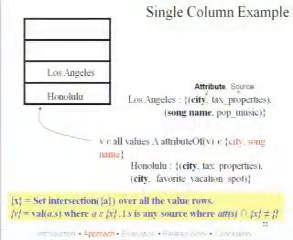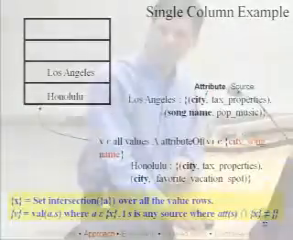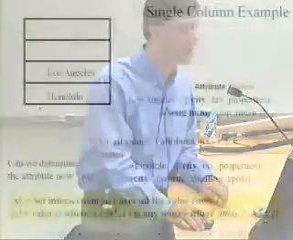And then if I type in Honolulu, it may find that this corresponds to city and the same source that I had here. It may also correspond to some other source here, right? Favorite vacation spots.